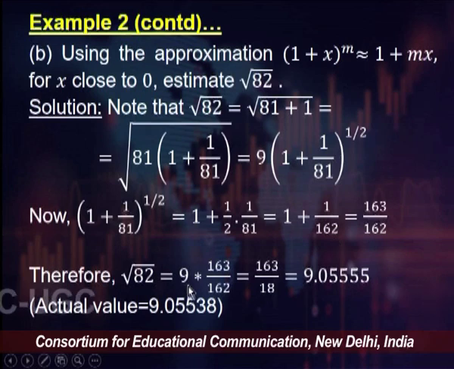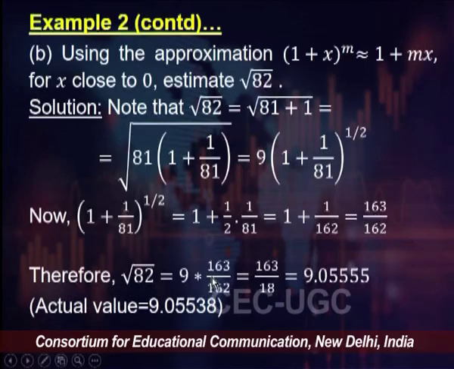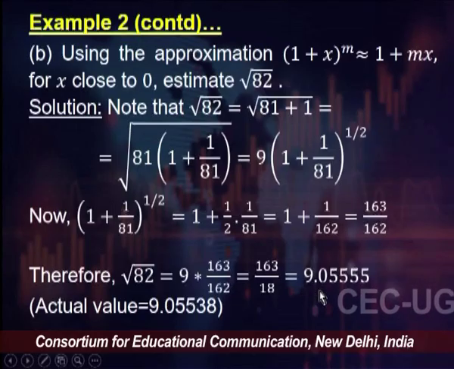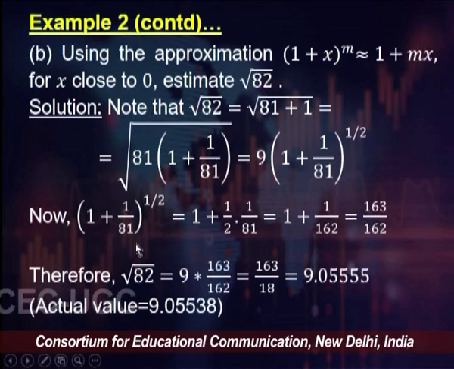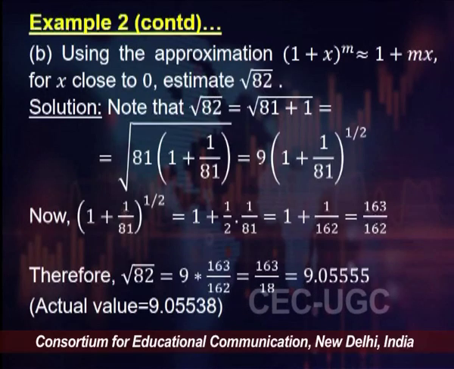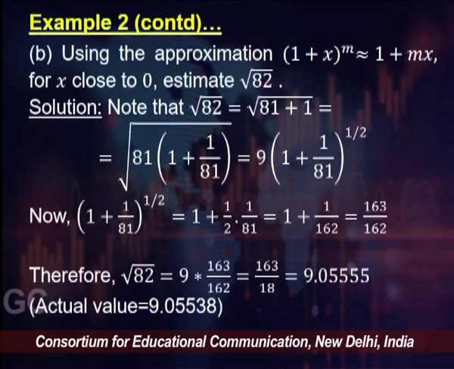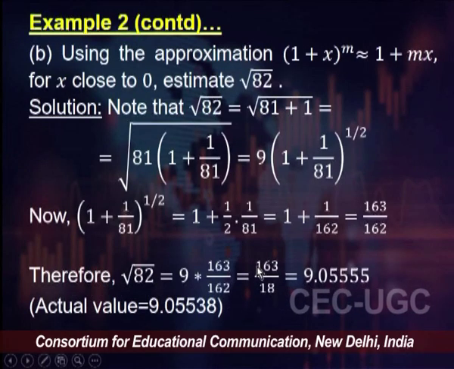But then remember, we also have to multiply by 9 because we had taken that out of the square root. So, once we multiply this by 9, we get 9.05555, and this when compared with the actual value, you can see the actual value is 9.05538. Again, you are very close. This estimate that you have got is correct up to 3 decimal places. So, that is a very neat estimate to get.